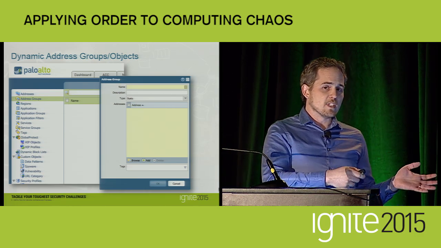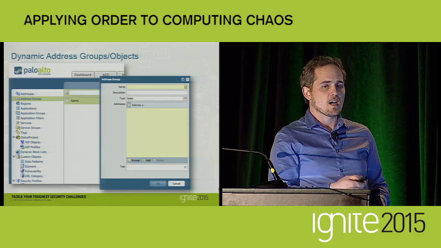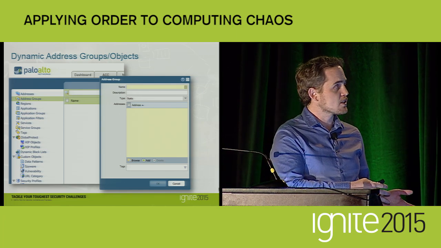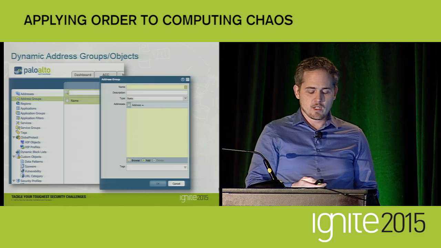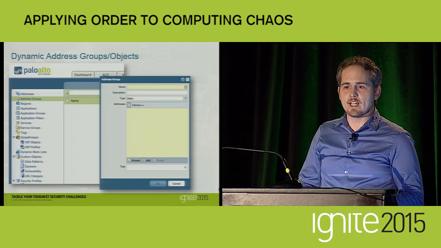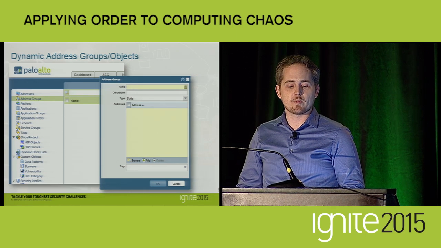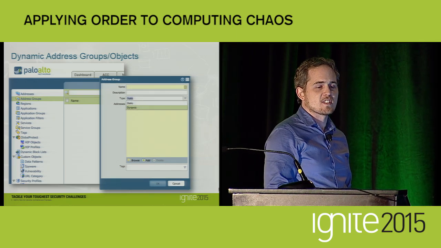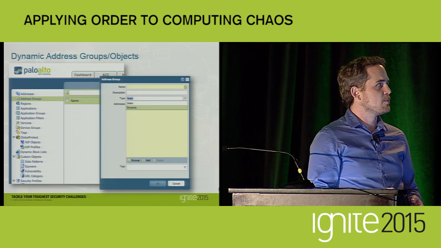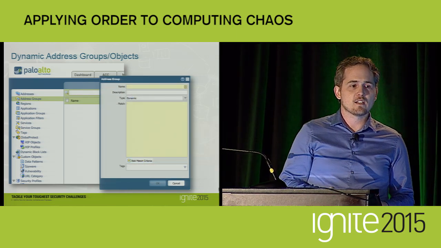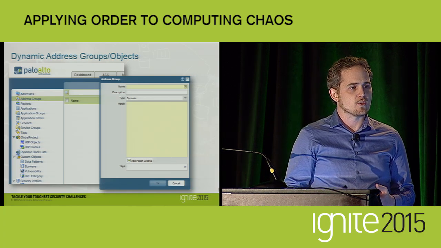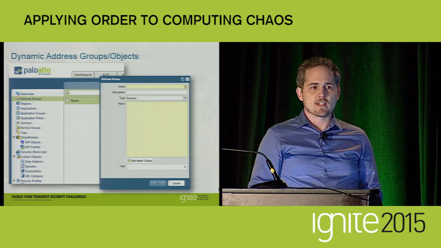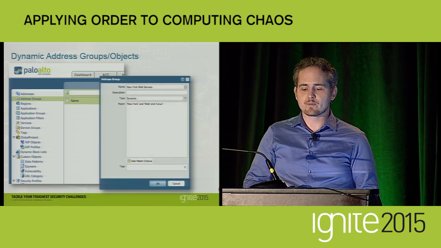In the GUI for PAN-OS, you'll see under the Objects tab, there are these regular address objects and address groups. With a typical address group, you're going to add address objects to that group. But what we're going to do is change this address group from a static group to a dynamic group. And then rather than adding the address objects or IP addresses to it manually, we're going to add some tags as a match criteria for this group.